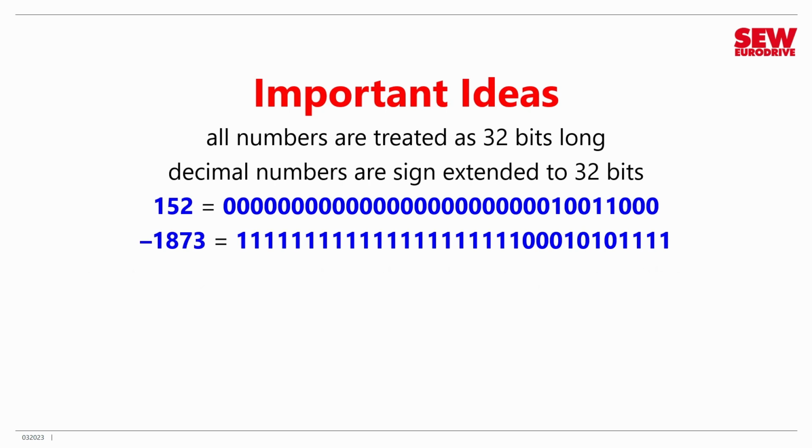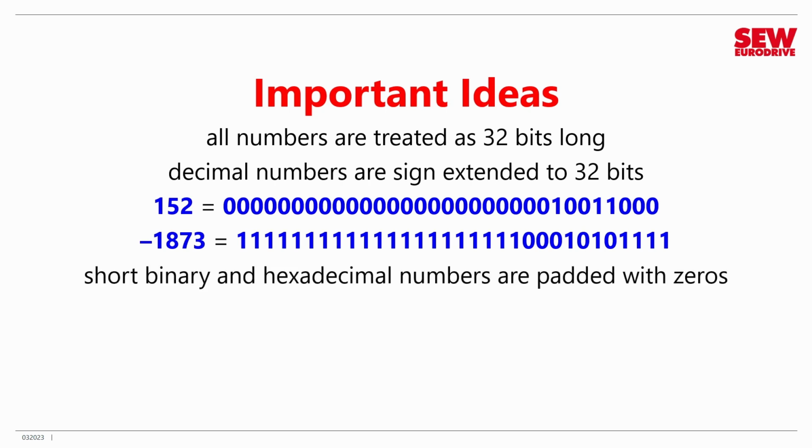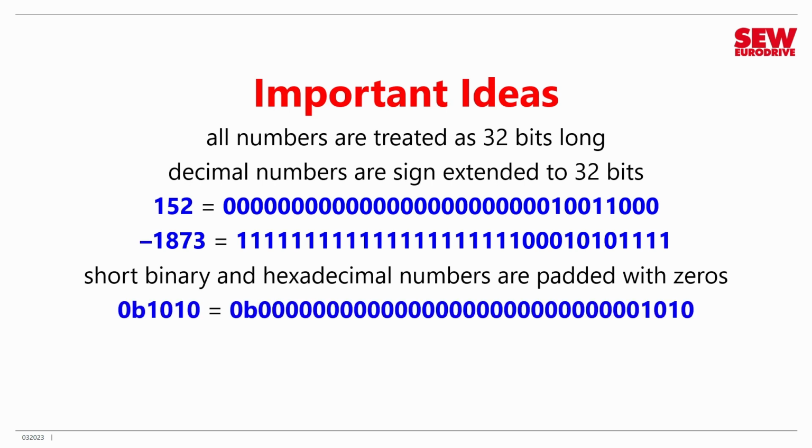Now, here's what's different. If you supply a short binary or hexadecimal number, this won't happen. It will simply pad those numbers with zeros to make a full 32 bits. So, for example, if you put in 0b1010, that's just a little binary number, it's going to pad it with zeros, which means that if you dealt with that number with a mathematical operation, it would treat it as a positive number.